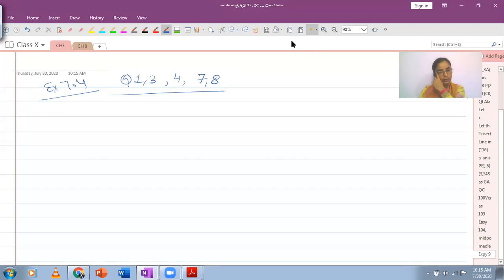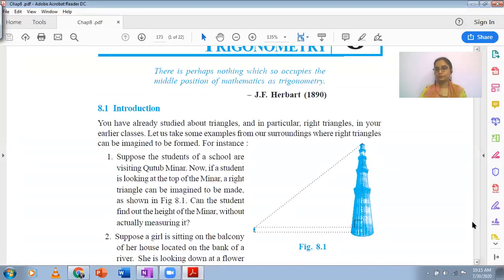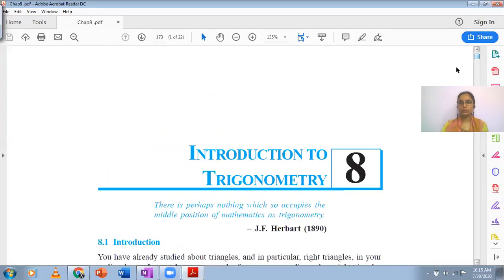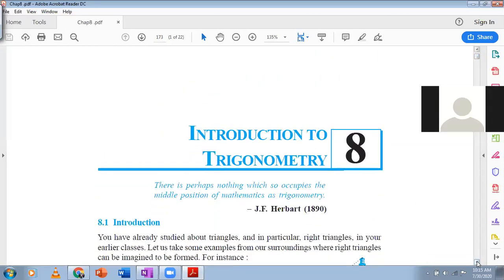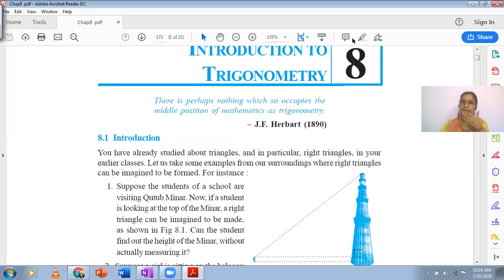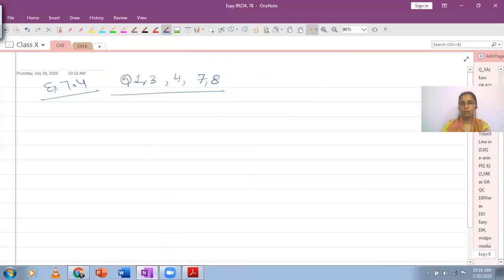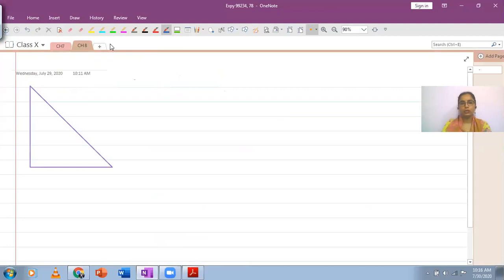After this, we have the next chapter, chapter number 8, which is trigonometry. So we are now going to start with this chapter, trigonometry. Simply stating, this chapter is completely based on right angled triangles. So I will just go over what we actually already know about a right angled triangle. So let us assume we have a right angled triangle.